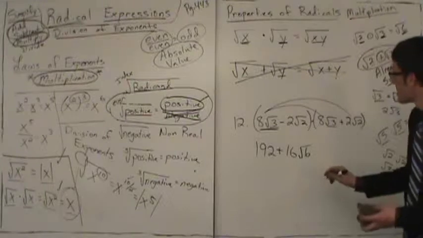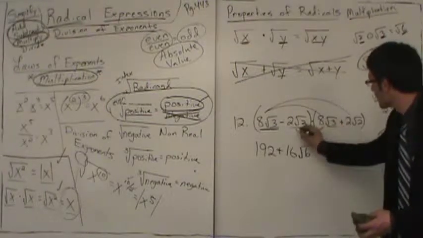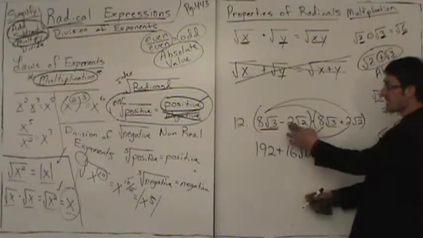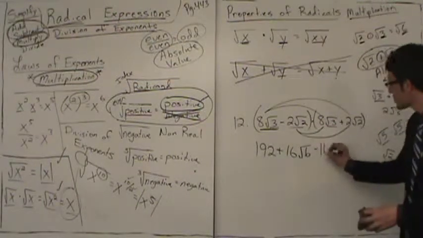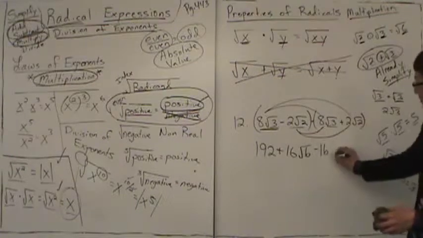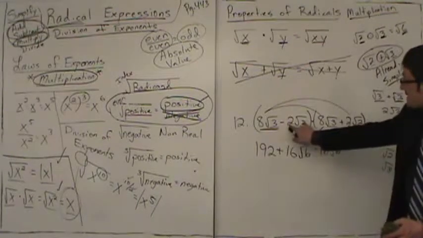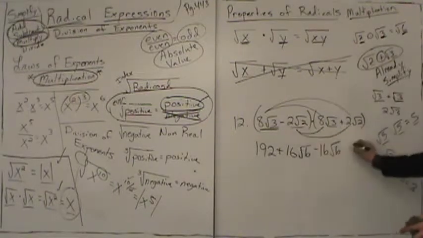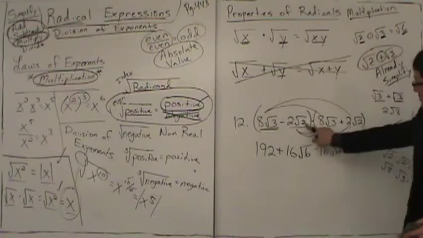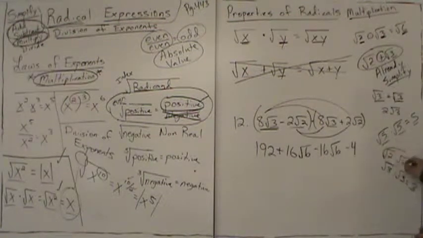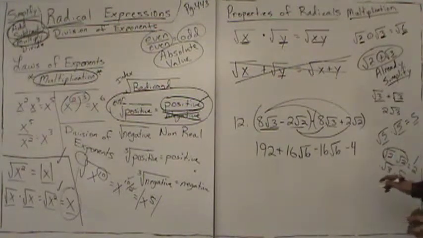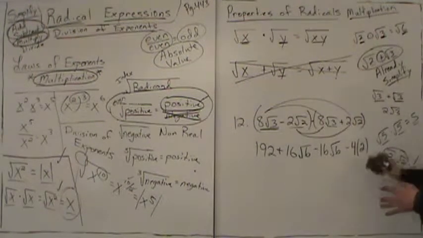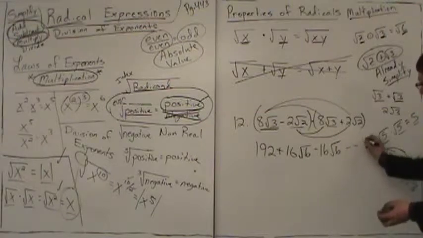Now, take the second term and multiply by both. So we're going to start with the negative 2 root 2 times the 8 root 3. Negative times positive is negative. Negative 2 times 8 is negative 16. Root 2 times root 3 is what? Root 6. And now take the negative 2 root 2 and multiply by the positive 2 root 2. Okay, so negative 2 times 2 is negative 4. And what is root 2 times root 2? Root 2 times root 2 is just 2. 4 times 2 gives what? 8. So we have on the end minus 8.